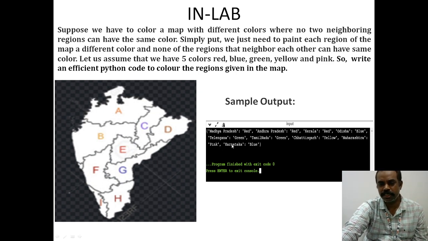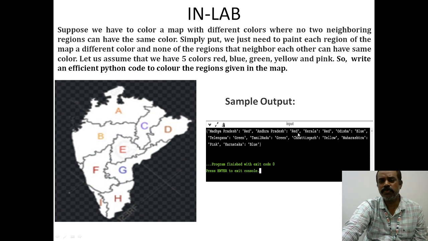See here, this is how the solution looks. If you clearly observe this solution, this is a dictionary. For Madhya Pradesh, you give the red color. For Andhra Pradesh, you give the red color. For Kerala, you give the red color. Definitely all these 3 states will not be adjacent.